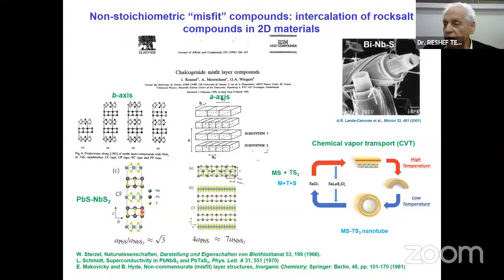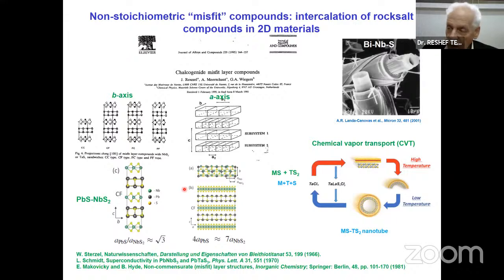But I won't go to that, and I want to spend my last 5 minutes on a new compound or new family of compounds, 2D compounds, that we have studied as nanotubes since 10 years now. And these are the misfit compounds. Misfit compounds are basically an intercalation. People before me talked about intercalation batteries. These are materials that can be used perhaps for intercalation batteries, but they are known already for 40 years.